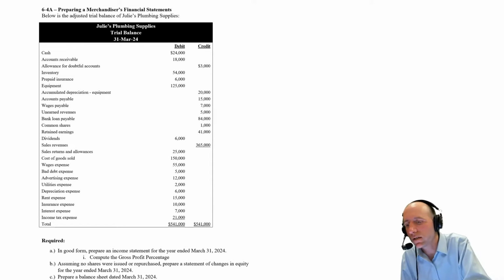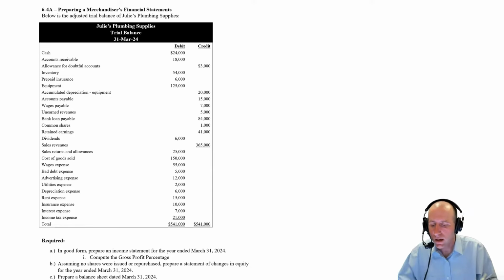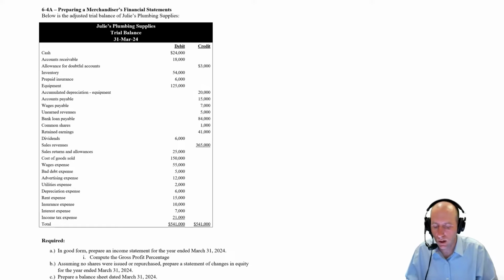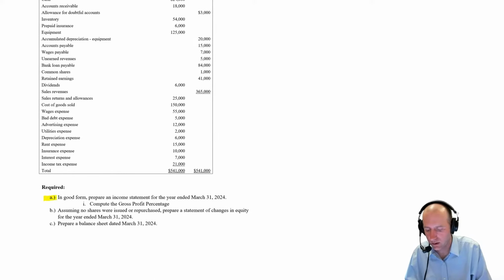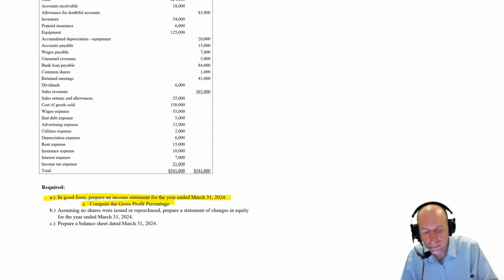Now, the good news is the way the question is framed here, it gives us an adjusted trial balance and it lists all the accounts in order. That makes the financial statements easier than chapter 1, where we listed the accounts in random orders. Just below the trial balance, it says the first thing we have to do is an income statement, and when we've done the income statement, compute gross profit percentage. That's what we're going to do in this video.